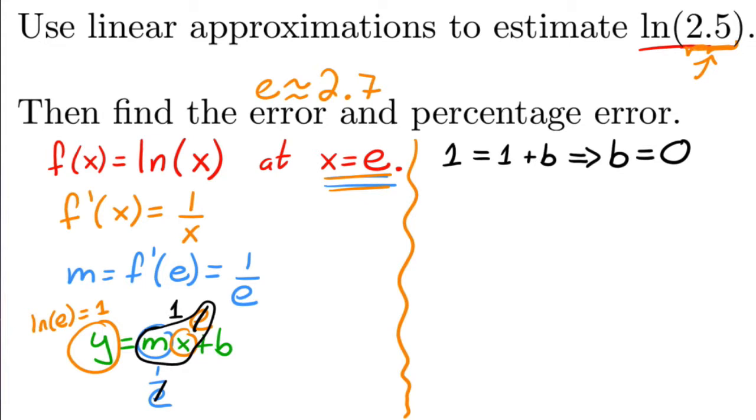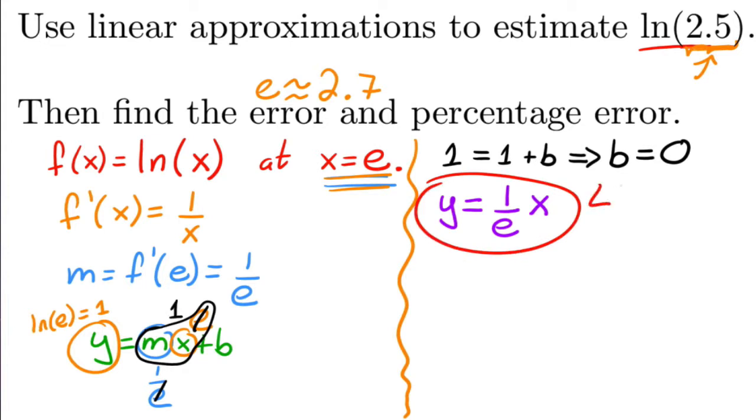Whoa! So your tangent line, super simple. y is equal to 1 over e times x. And that's it. That's your tangent line, or also known as the linearization of natural log of x at x equals e.